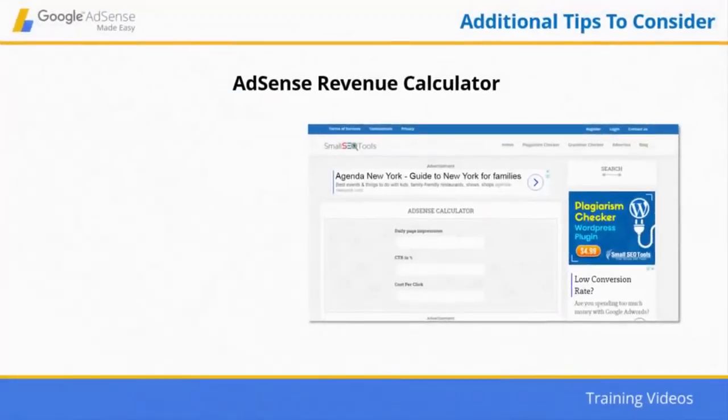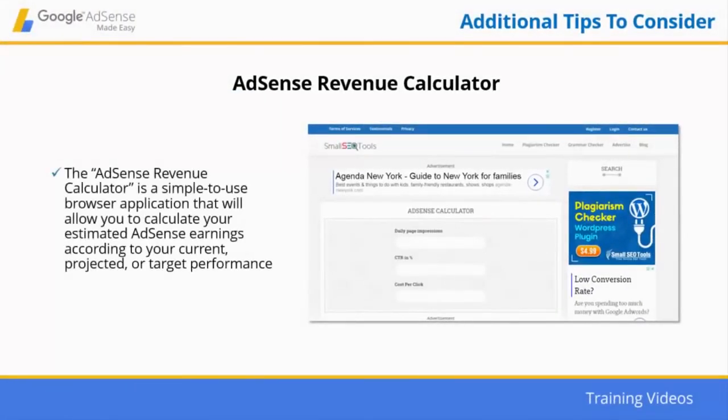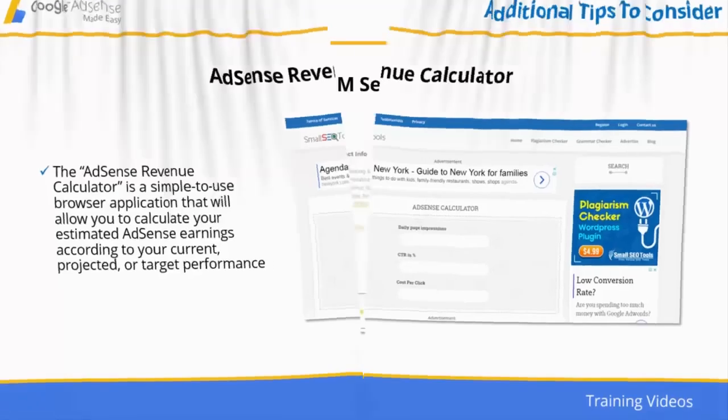AdSense Revenue Calculator. The AdSense Revenue Calculator is a simple-to-use browser application that will allow you to calculate your estimated AdSense earnings according to your current, projected, or target performance. That means you'll simply have to enter your daily page impressions, your page click-through rate in percentage, and your average cost per click to calculate your earnings.